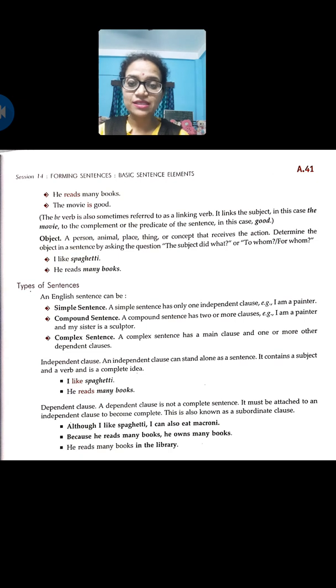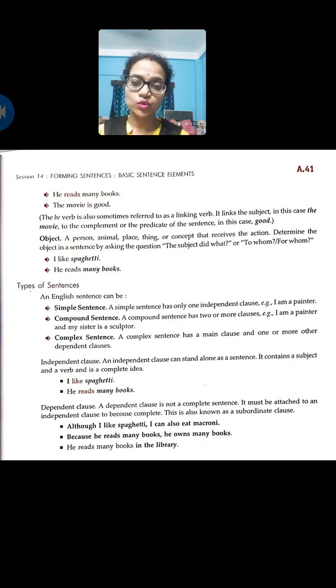Next is the complex sentence. Now, what is a complex sentence? It consists of a main clause with one or more dependent clauses. First, let's go with the independent clause. In the simple sentence, we learned about the independent clause: I am a painter. It's a complete independent clause. This single sentence gives us the proper meaning.